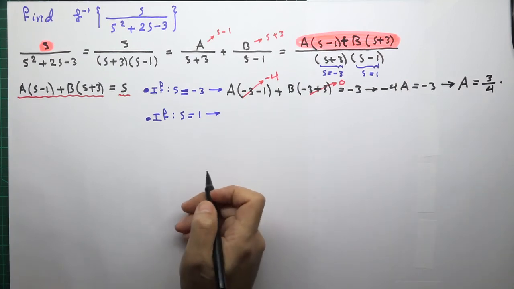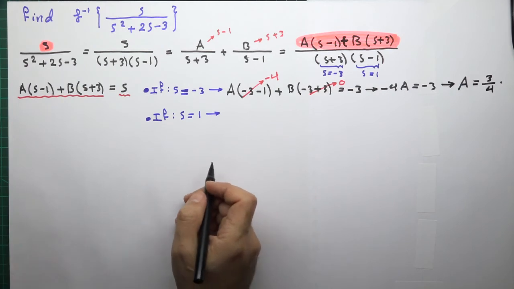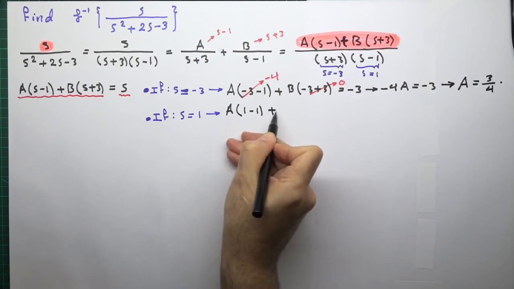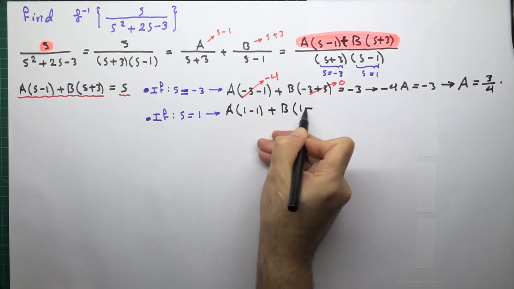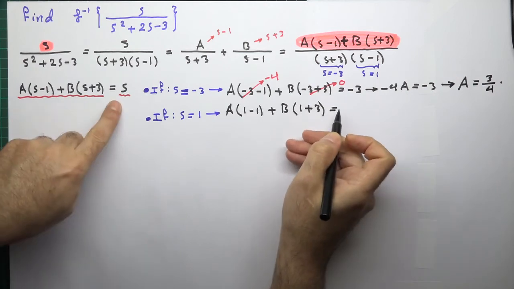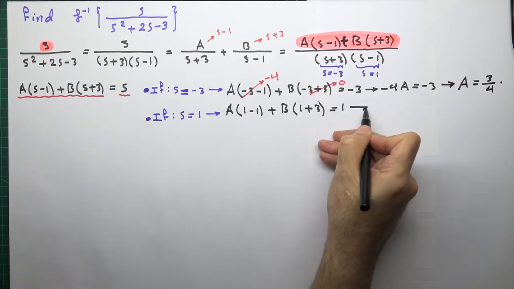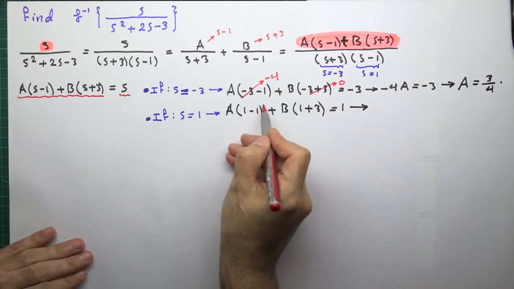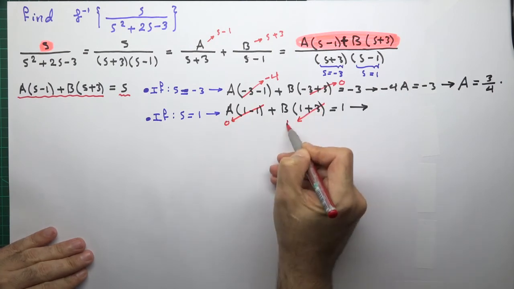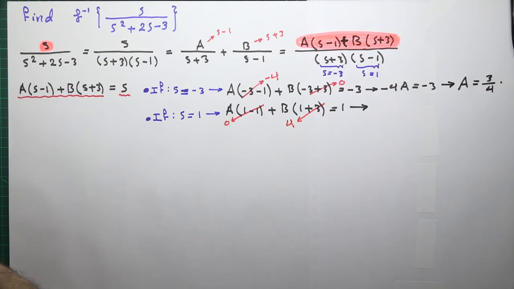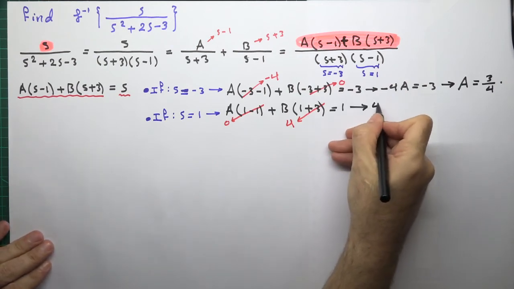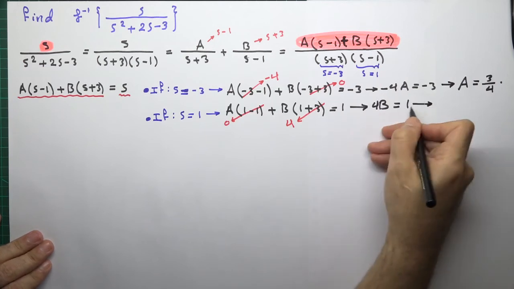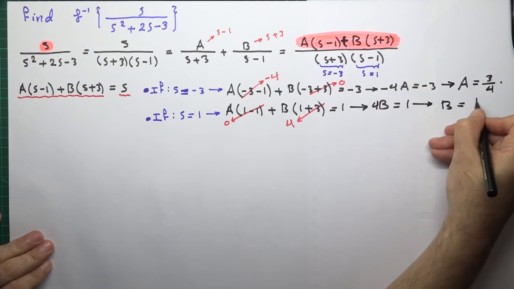Same wise, we will find out the value of B. If you plug in 1, it will be A times 1 minus 1 plus B times 1 plus 3, and we will replace this S on the right by 1 as well. It will be, as you know, this is 0, where this one equals 4. So it will be 4B equals 1. We can divide by 4, then B will be 1/4.